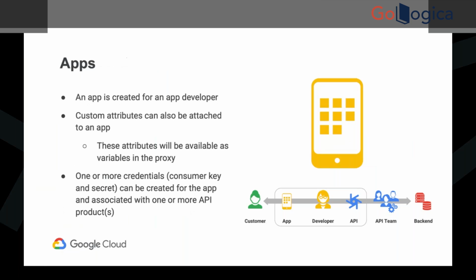So apps will be registered by the developers. The developer will have to fill out a form and register, and provide an app name, and they will select which API they want to consume. So they will select the products. And then after that, two or three other things, and then they can create the application.